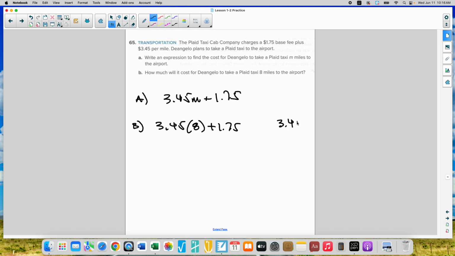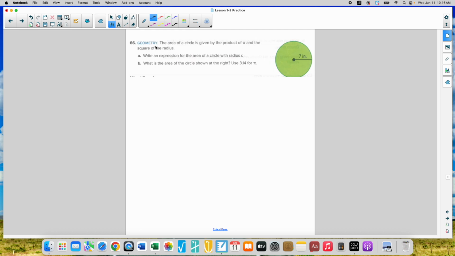So let's multiply 345 times 8, which is 2,760, with 2 decimal places. So $27.60 is the cost for the 8 miles, plus the base fee, which is $29.35 total. It'll cost D'Angelo $29.35.